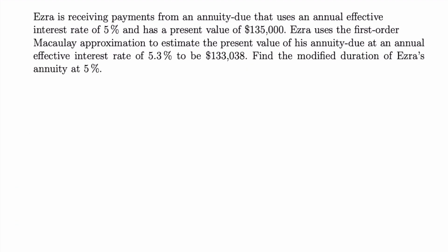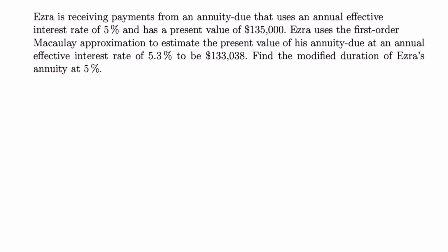Okay, so for our third and final example, we have Ezra receiving payments from an annuity due that uses an annual effective interest rate of 5% and has a present value of $135,000. Ezra uses the first order Macaulay approximation to estimate the present value of his annuity due at an annual effective interest rate of 5.3% to be $133,038. Find the modified duration of Ezra's annuity at 5%.